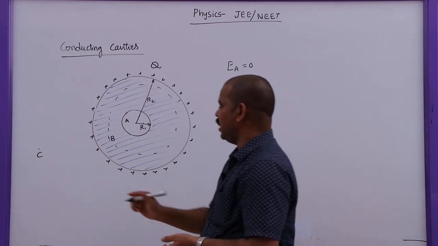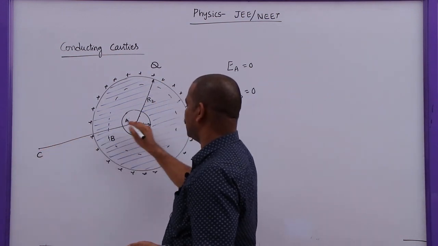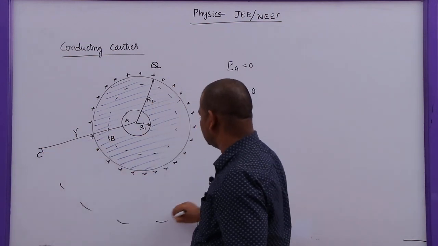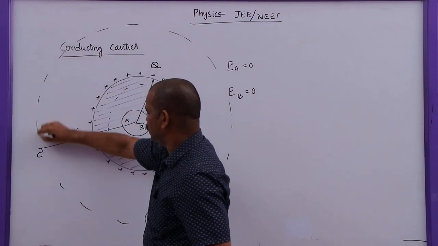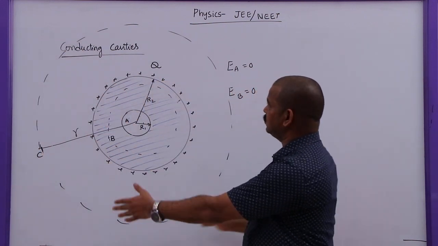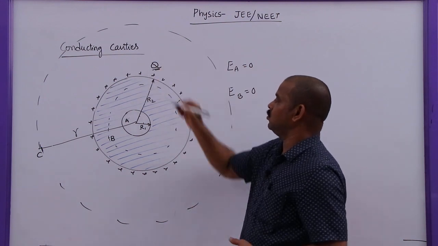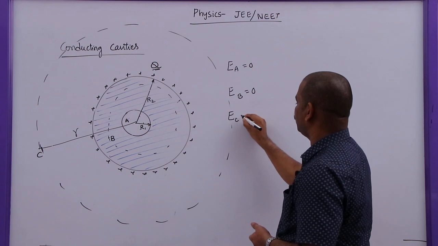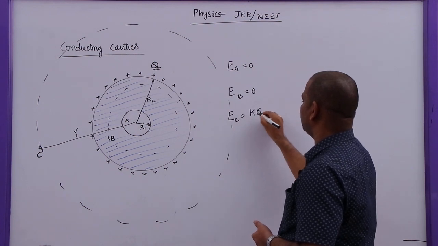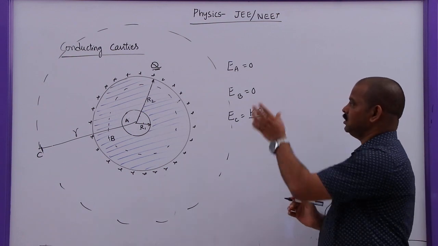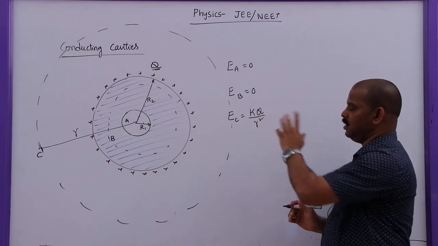Now what about point C? Let us say it is at a distance of R from the center. If you construct a Gaussian surface with radius R so that this point is on it, this Gaussian surface encloses a charge Q. So the electric field at point C is given by KQ by R squared, where R is the distance from the center. These are the electric fields at points A, B and C.